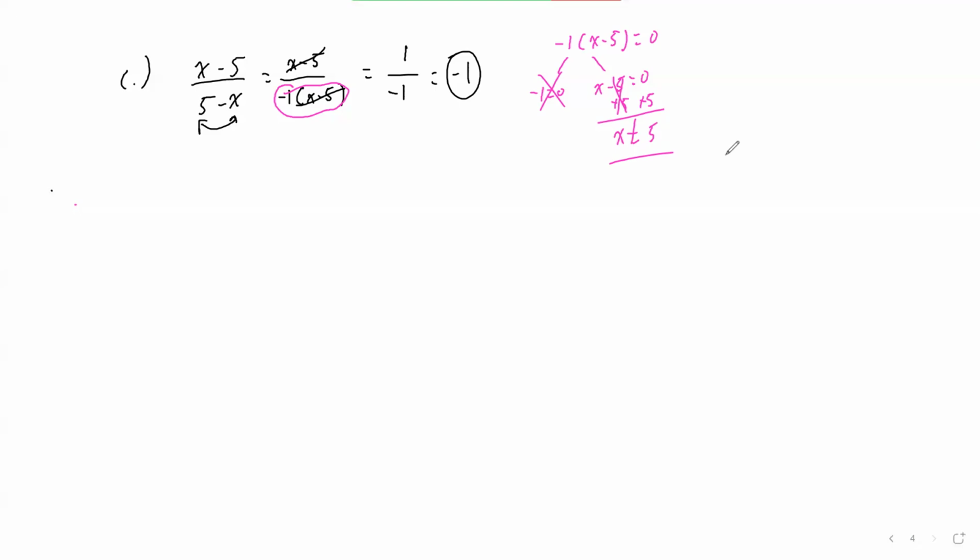All right, and that's pretty much it for 14.1. So a lot to absorb there.